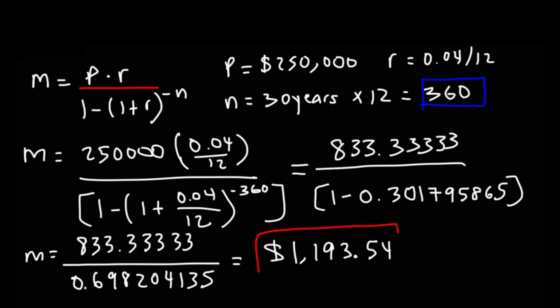So that's how much Julia is going to have to pay each month to repay this loan over the course of 30 years. So that's the answer to part A.